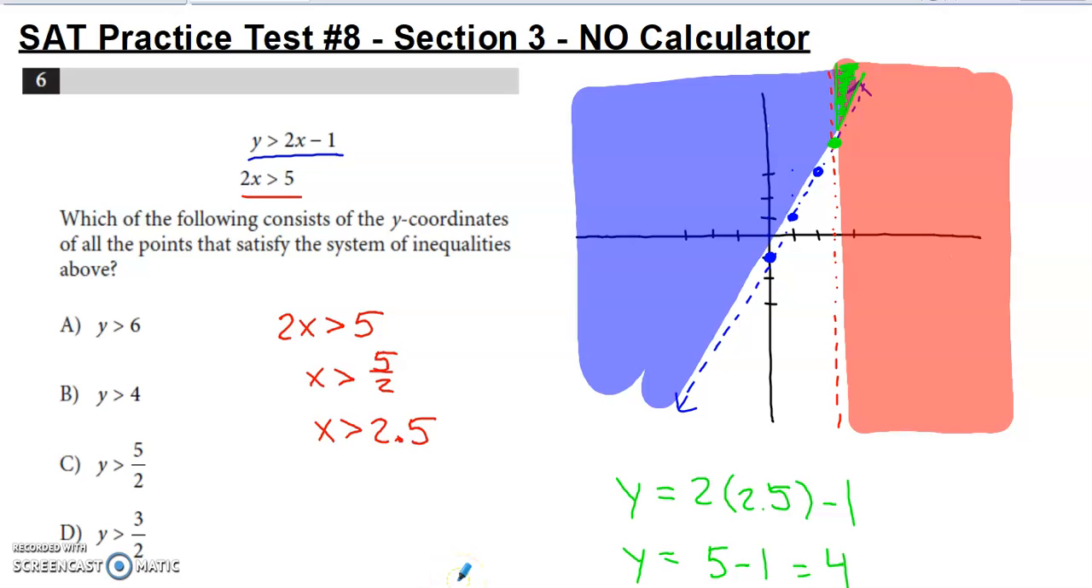So in this video, we'll continue our discussion of some of the problems from SAT practice test number 8, section 3. So that's the non-calculator math section. And in the question that we'll start off with within this video, they present us with two inequalities. So y is greater than 2x minus 1, and then 2x is greater than 5. Which of the following consists of the y coordinates of all points that satisfy the system of inequalities above?